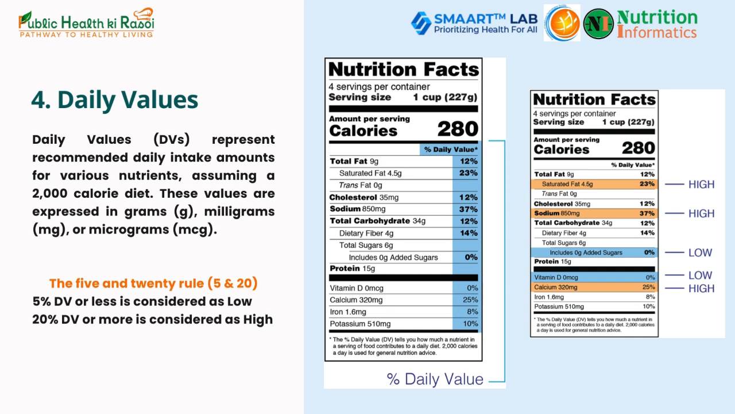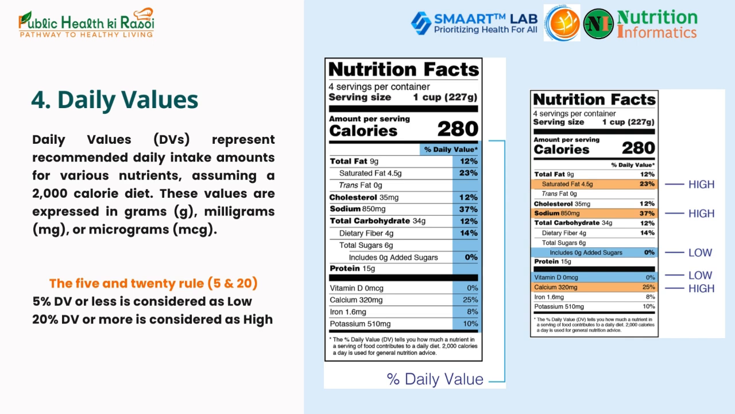However, some nutrients like total sugars and trans fats lack a percentage daily value because experts have not determined optimal daily intake levels. Similarly, protein may not have a percentage daily value for general population foods unless targeted towards infants, children under 4, or with a high protein claim. Remember the 5 and 20 rule. 5% daily value or less is considered low, and 20% daily value or more is considered high.